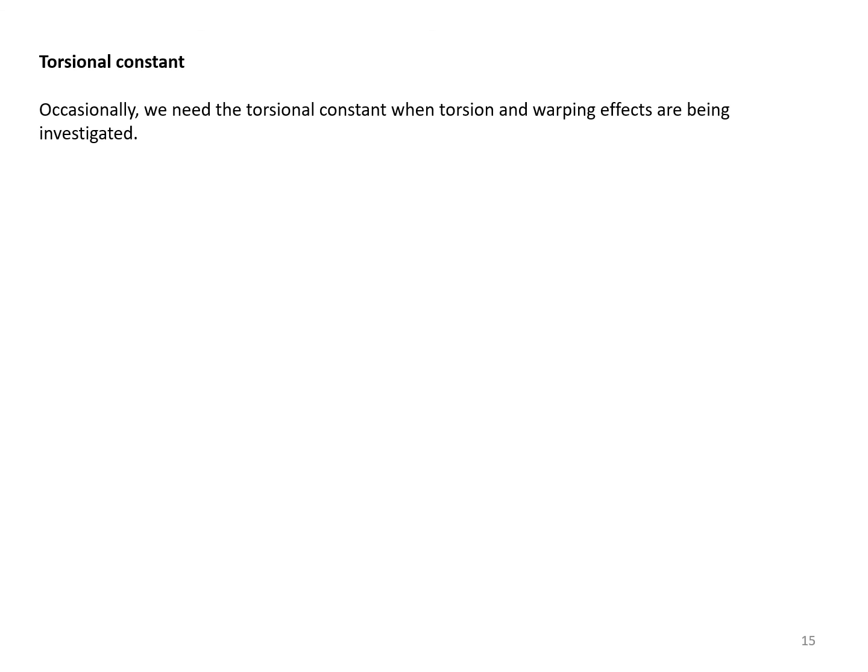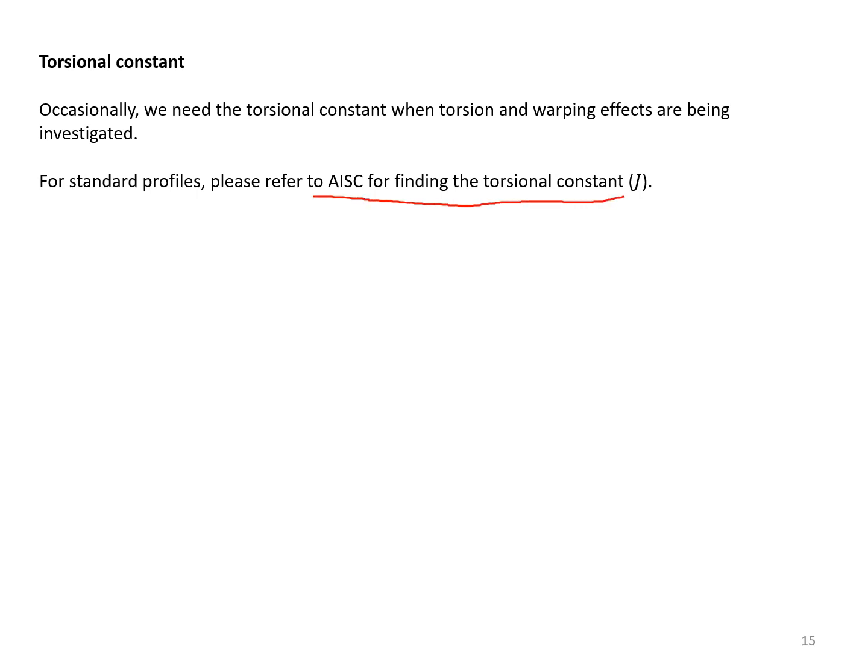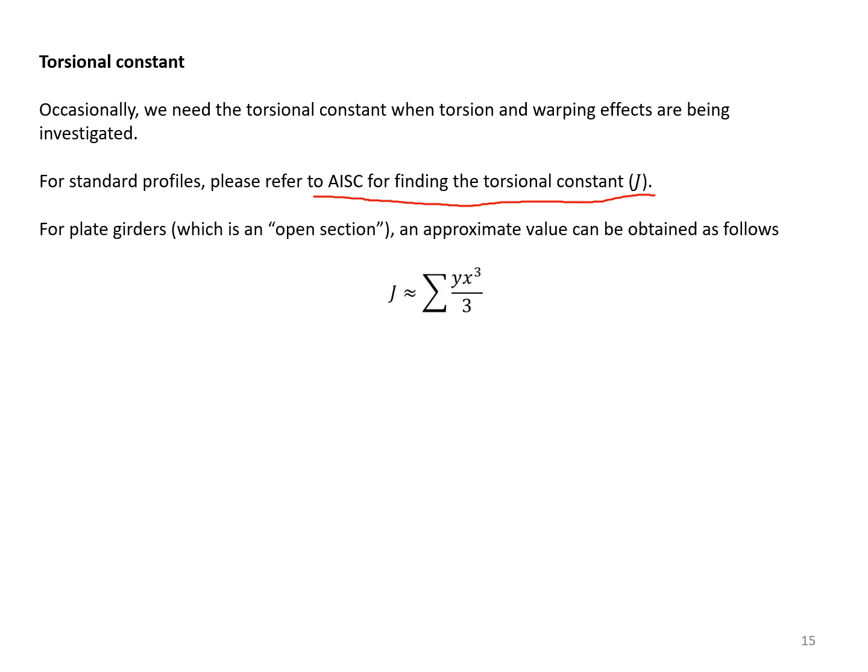Torsional constant. Occasionally, we need to find the torsional constant, especially when we do torsion and warping effects analysis for beams. For standard profiles, we can refer to AISC. The values of the torsional constant J are listed. However, if you have a plate girder, remember that a plate girder is an open section, you can use the following approximate equation for computing J.